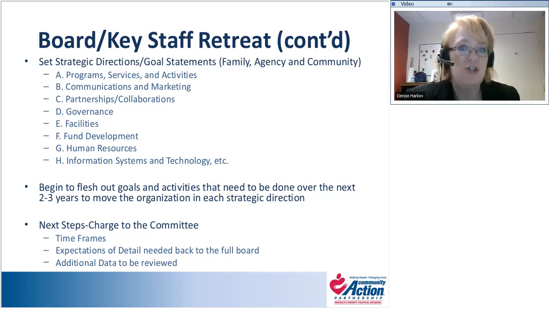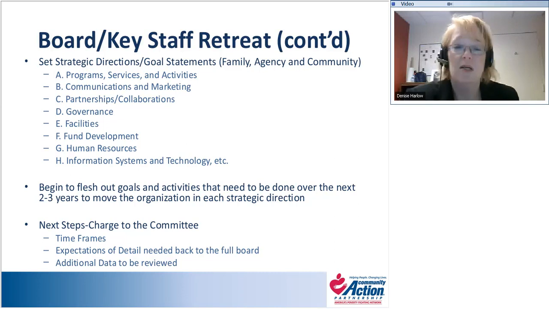It's about other issues. I would argue that spending some time talking about communications and marketing is critical. Talking about partnerships and collaborations. I would argue there should always be a governance goal. There's always room for the board to improve its own performance. Perhaps facilities is an issue. Facilities and grounds, buildings, maintenance, bricks and mortar. There are a lot of things perhaps agencies may or may not need to talk about.